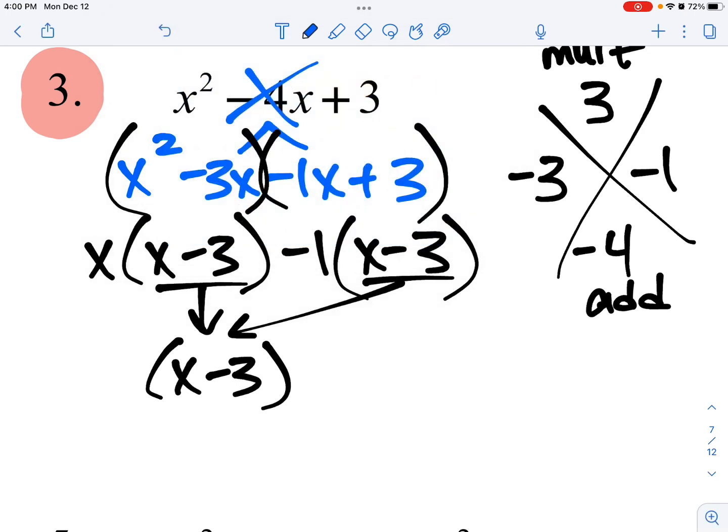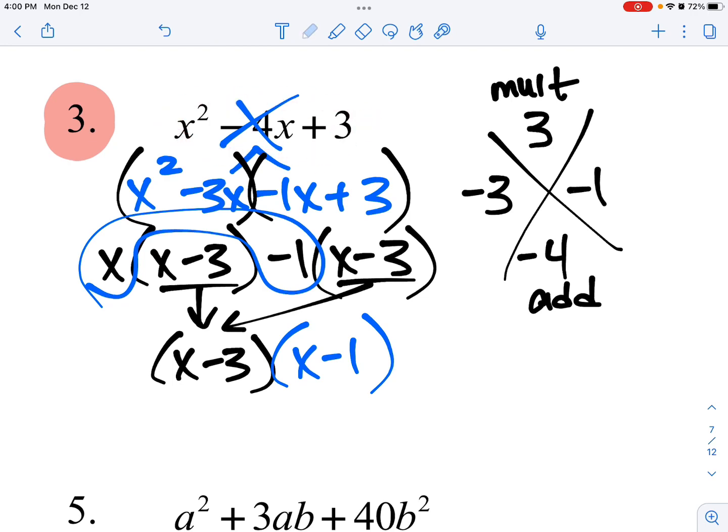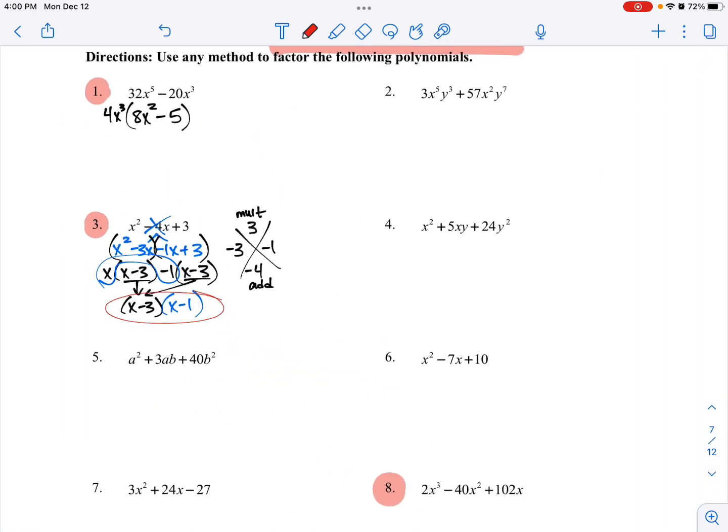The other part of your answer is x minus 1. And when it just asks you to factor, notice how there's no equals 0 up here. That's not in there. So we're not equaling these to 0 or solving. This is our final answer. Take a look at your answer choices before you do extra steps.